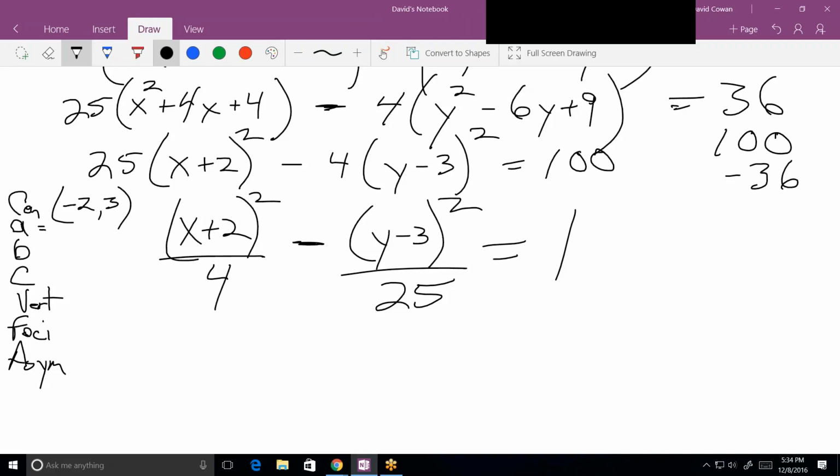So the A is 2. B is 5. C is the square root of 29. And C is actually plus or minus the square root of 29, because C is going to go in both directions. One will be plus, the other will be minus. Okay. So list the two foci.